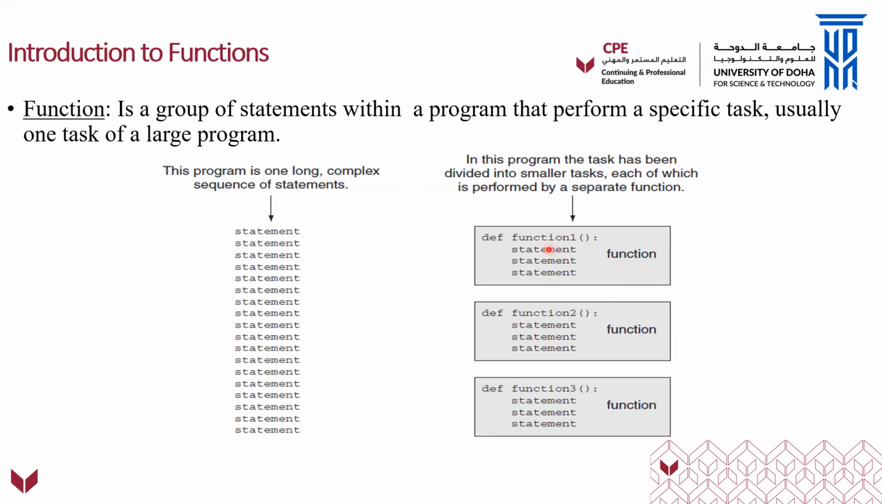The first one has a name, function 1. The second one's name is function 2. The third one's name is function 3. So in order to execute this part of the program, I have to call the function name function 1, or function 2, or function 3.